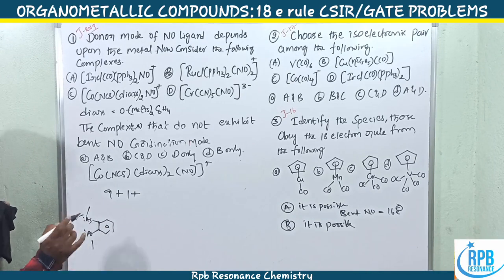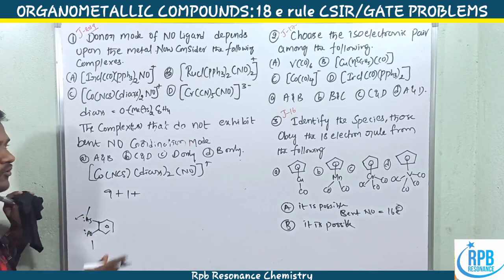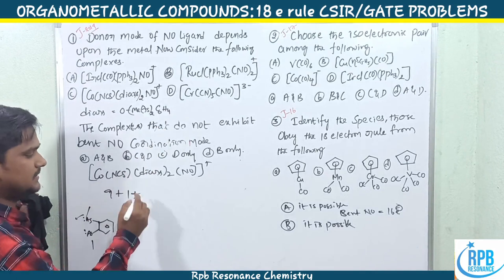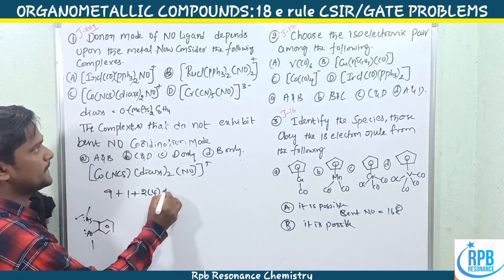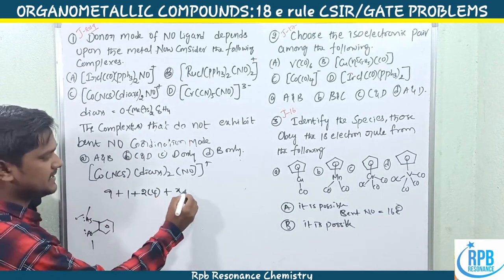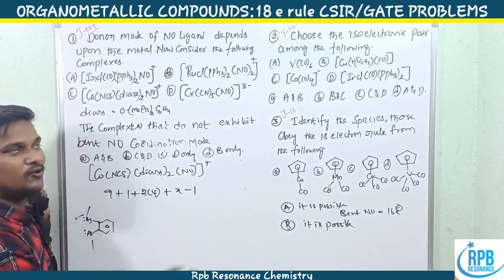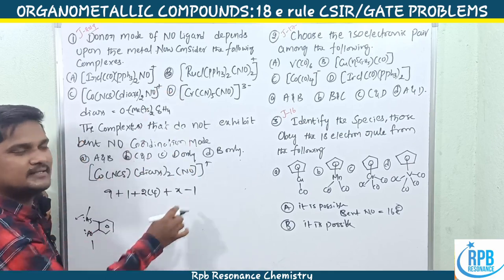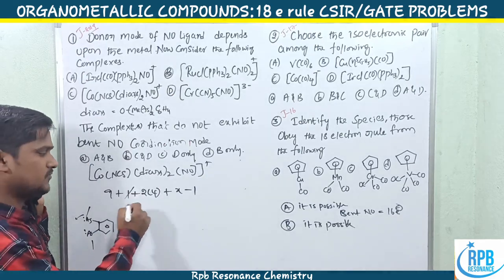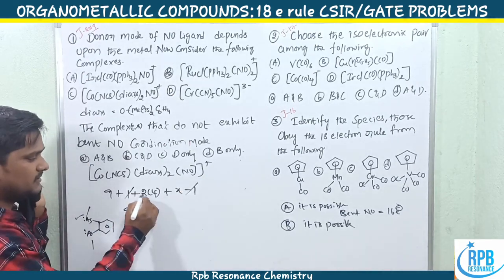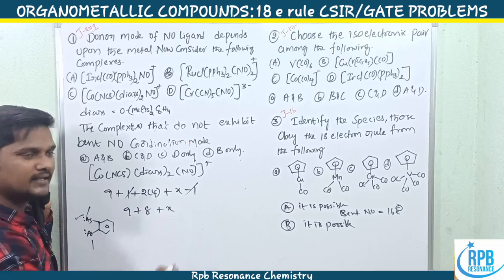That means each arsenic ligand donates 4. Here they are given 2 diars, that is 2, 4, 8. Plus nitrosyl, that is X. Whether it is linear or non-linear, the positive charge is there, and that is subtracted from the total electrons. So 1 cancels. So 9 plus 8, 8 plus X.